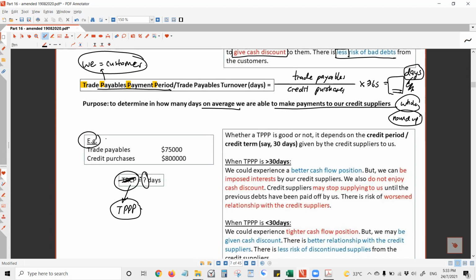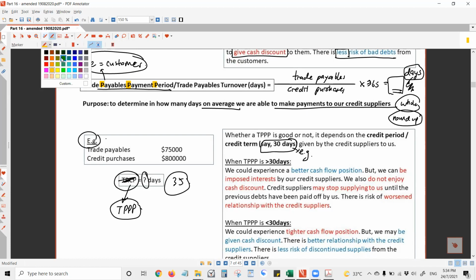35. Yeah, it's the same number 35 because I make it like this. So 35 days. Once again, this number is good or not, it depends on how much time the suppliers have allowed us to settle the debt. Once again, I use the 30 days as example. So when your TPPP is more than 30 days, that means you have taken longer time to settle the debt that you owe to the supplier, right?